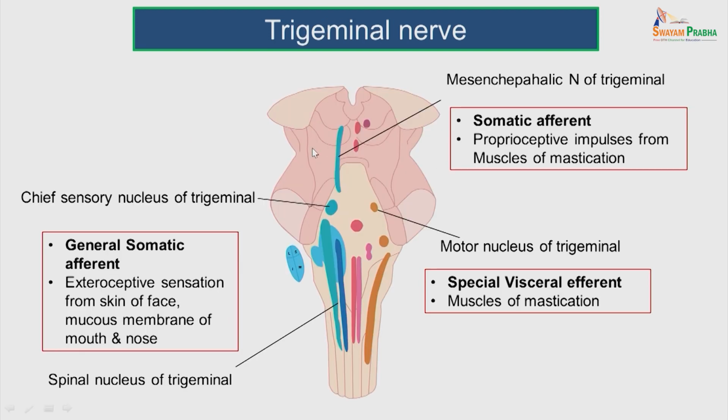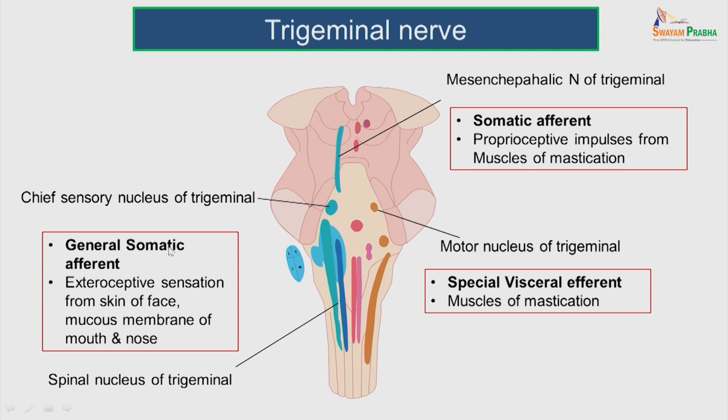Next comes the trigeminal nerve. The trigeminal has a somatic afferent component, which carries the proprioceptive impulses from the muscles of mastication to the mesencephalic nucleus of the trigeminal nerve, which is present in the midbrain. So, that is a somatic afferent column. Another component is the special visceral efferent. Special visceral means it supplies the muscles derived from the first pharyngeal arch, that is the muscles of mastication. The nucleus for this, the motor nucleus of the trigeminal nerve, is present in the pons. That is the special visceral efferent column.